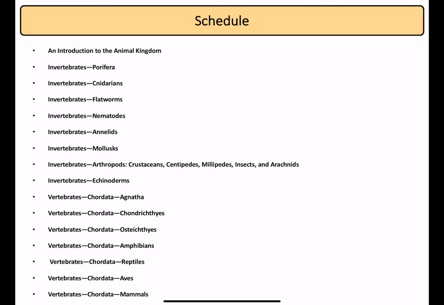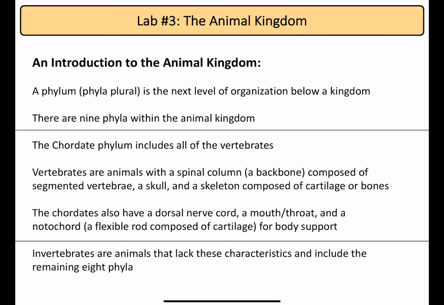Welcome to the virtual introduction to the Animal Kingdom Lab. In this video, we're going to cover the 9 major groups of animals. So within the animal kingdom, there are 9 major groups, which we refer to as phyla.